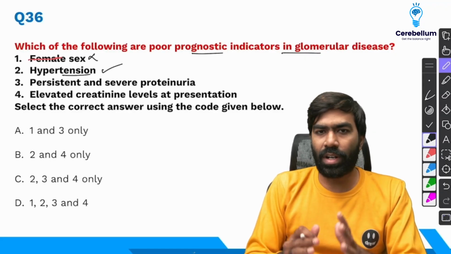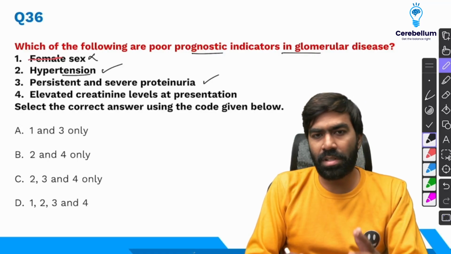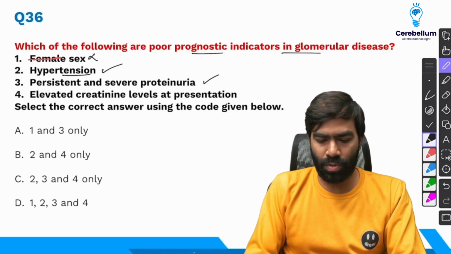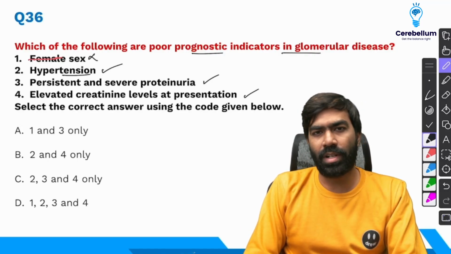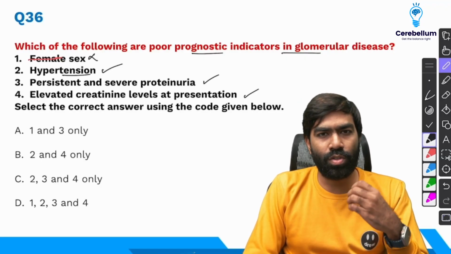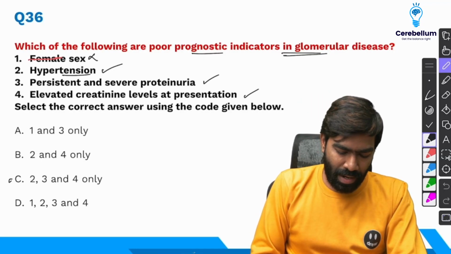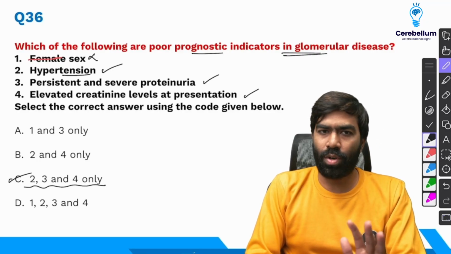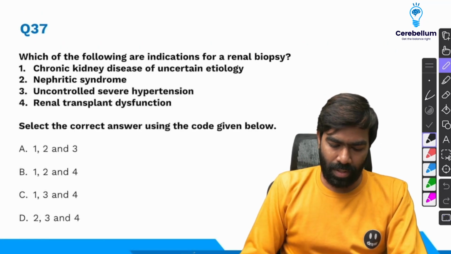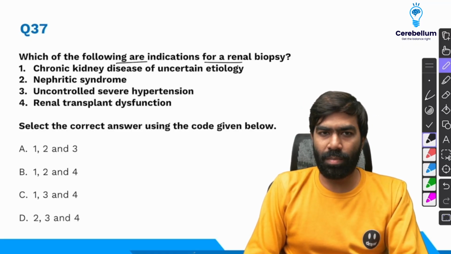Hypertension is a risk factor for poor prognosis. Persistent and severe proteinuria is also a risk factor for poor prognosis, and elevated creatinine levels, that is renal failure at the time of presentation, is also a poor prognostic indicator in patients with glomerular disease. So 2, 3, and 4 are correct. 1 is obviously wrong. 37th question, which of the following are indications for a renal biopsy?